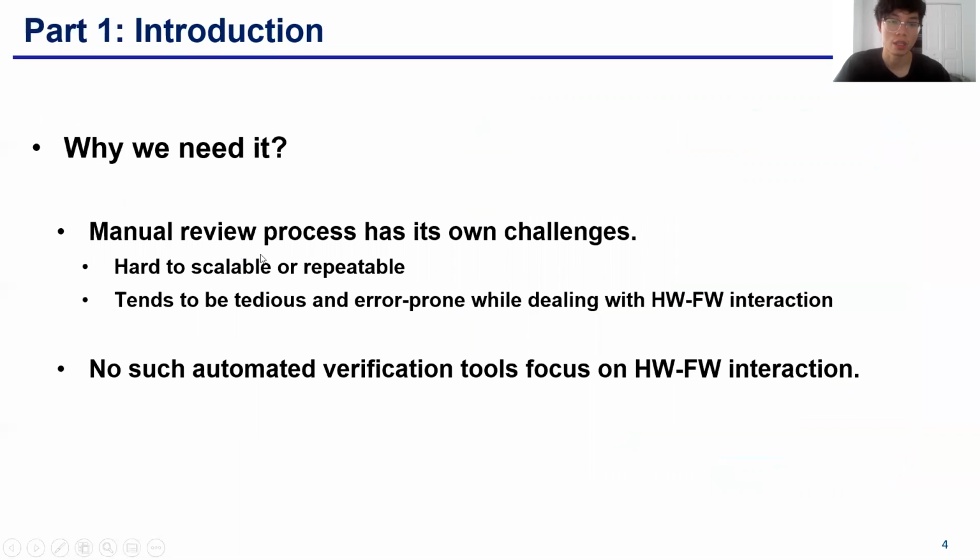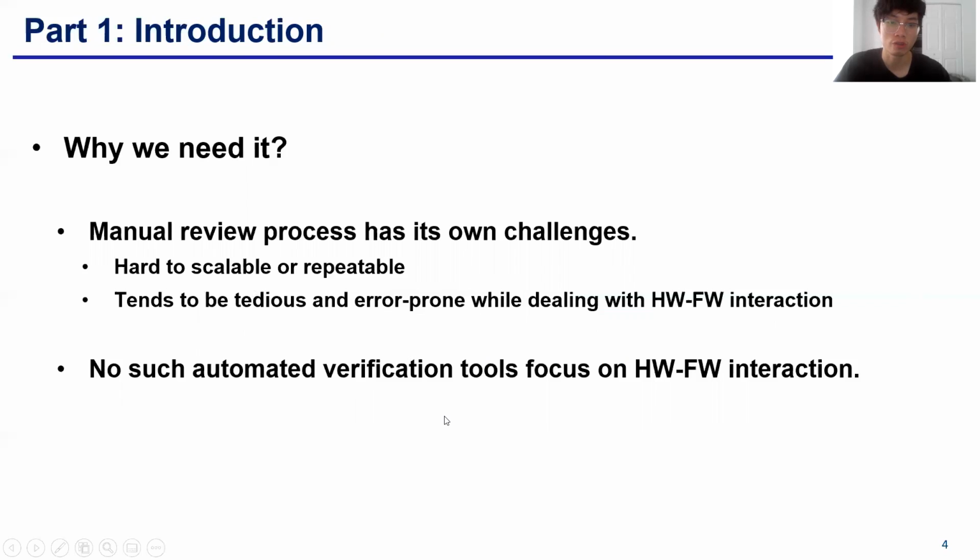The first reason is that the manual review process, which is particularly important for security analysis of system on chips, has its own challenges. It's hard to scale or repeat, and tends to be tedious and error-prone while dealing with hardware-firmware interactions. Specifically, hardware-firmware semantic differences, concurrency, and the asynchronous nature of transactions make manual co-verification extremely challenging.